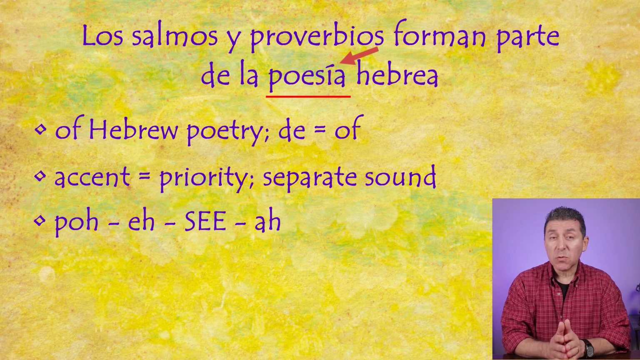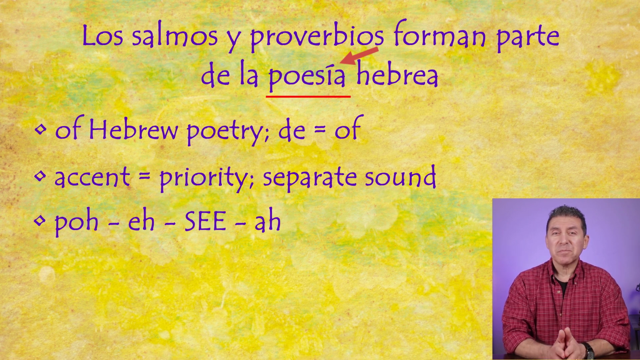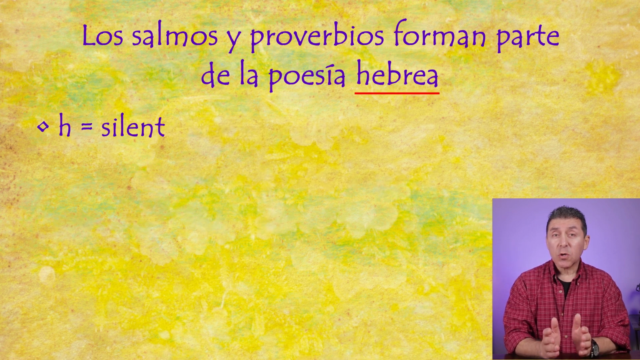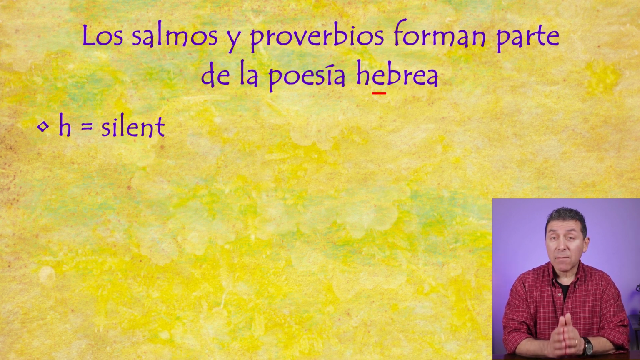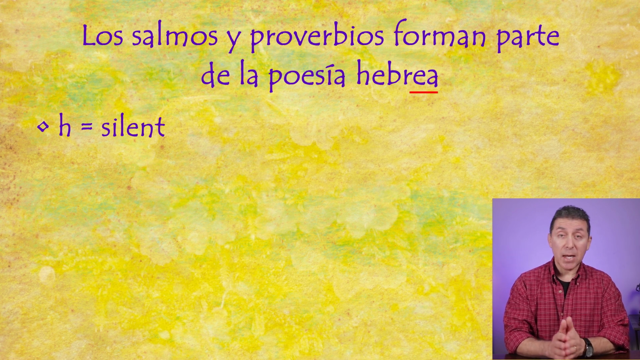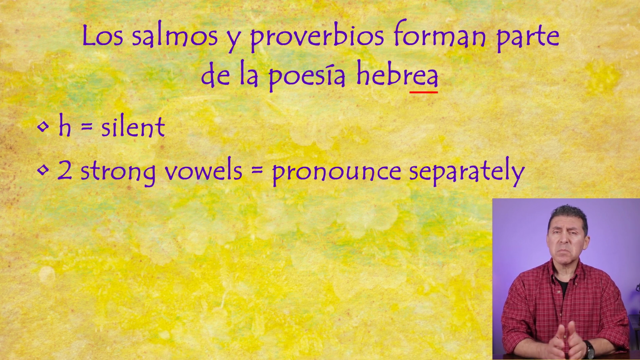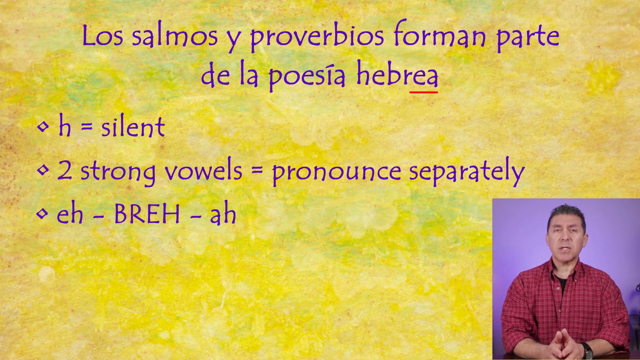Now, the more you see these rules and their application, the easier it will get, my amigos. Repetición, repetición. Our last word is hebrea. Remember, the H is silent, so begin the pronunciation with the second letter, E. Now, note that we have two strong vowels together, E and A. When this is the case, you need to pronounce each letter separately. So here we have hebrea, hebrea. I know it's work, but keep at it, mis amigos. Let's repeat our entire sentence.